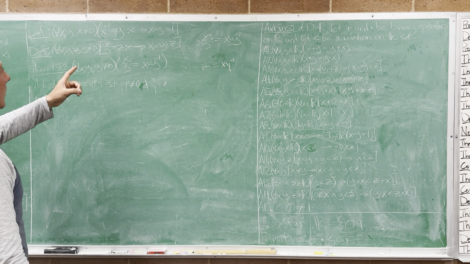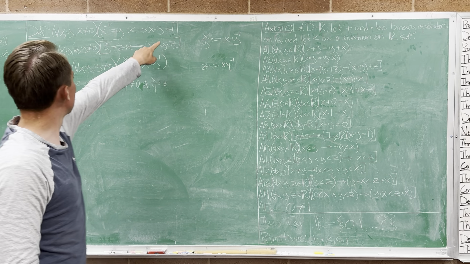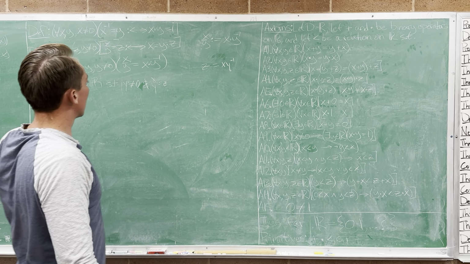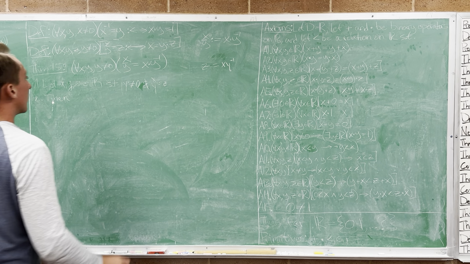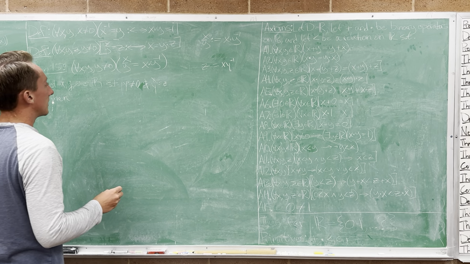You have to play with that first part. Maybe use this. Use your definition. You know x divided by y equals z. What does that tell you? Tells you that x is equal to y times z. Okay.